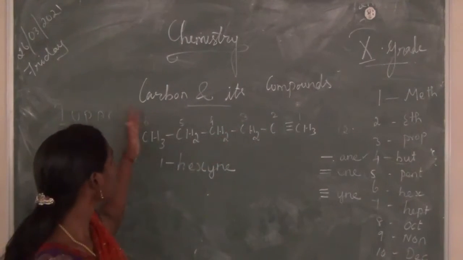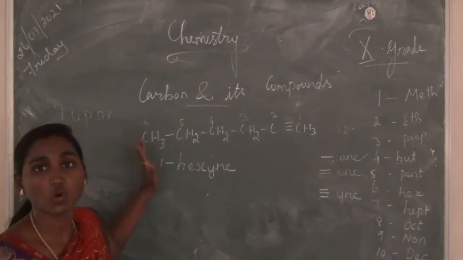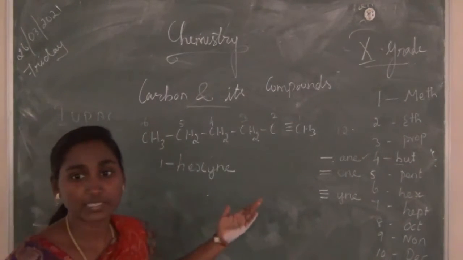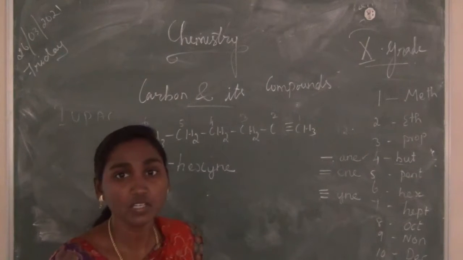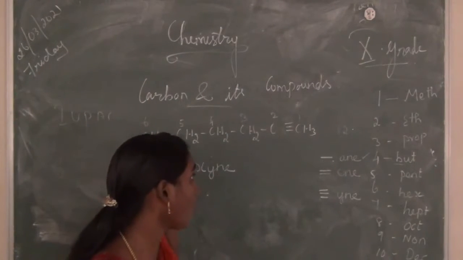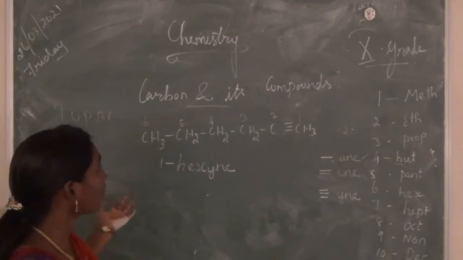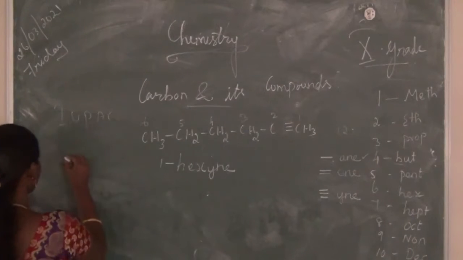Have you understood? So these are the hydrocarbons. These are the IUPAC nomenclature. In this IUPAC nomenclature, we need to give the names for the carbon compounds, the hydrocarbons. Next we are going to study about the functional group.